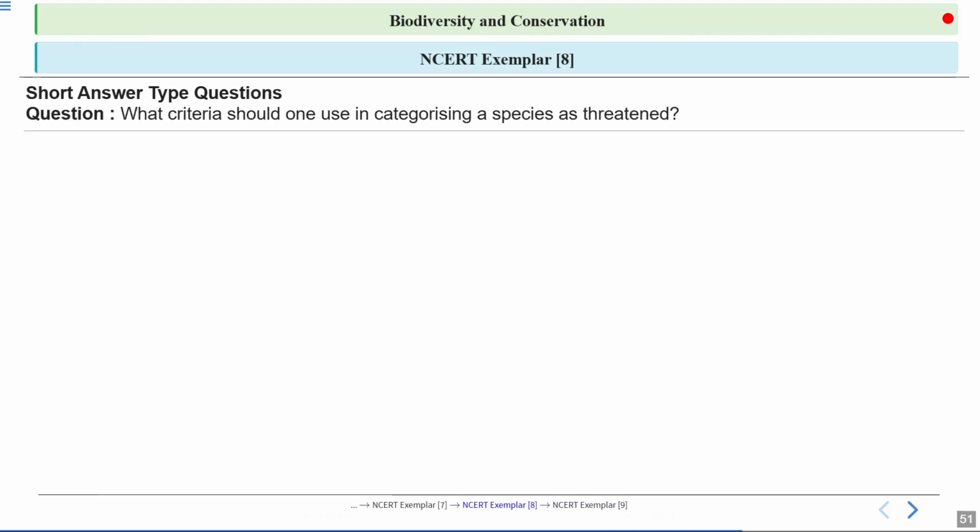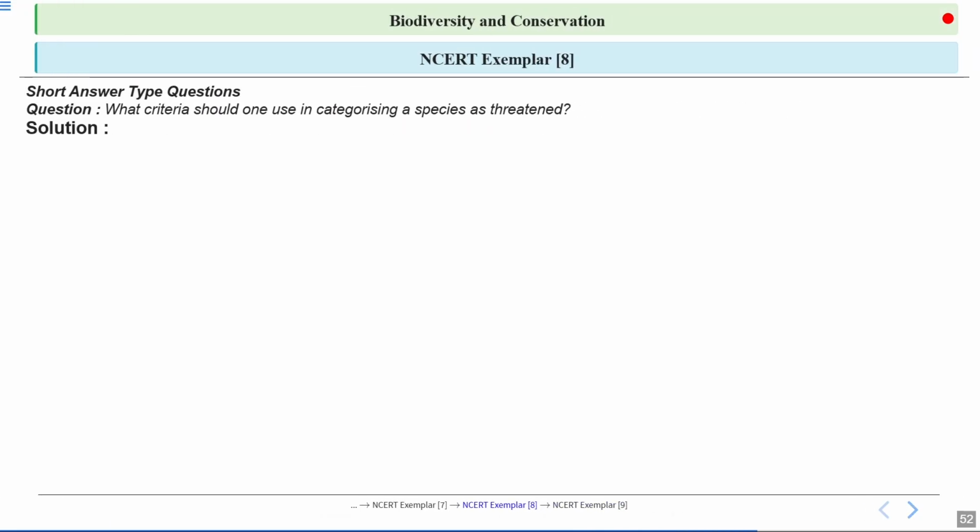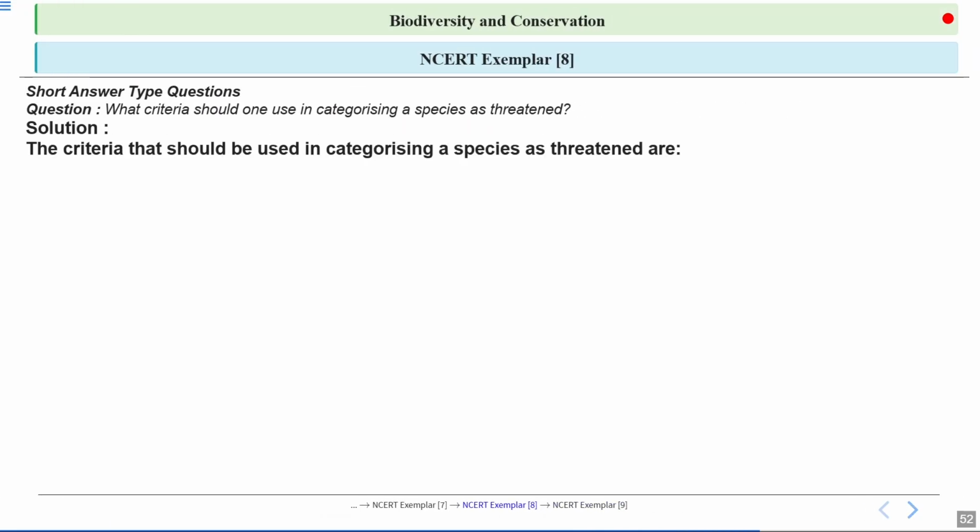Next question, what criteria would one use in categorizing a species as threatened? Let's have a look at the answer. The criteria that should be used in categorizing a species as threatened are, first, the population of a particular species is decreasing very quickly, which is a serious concern.